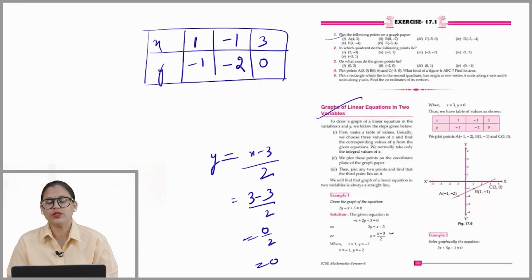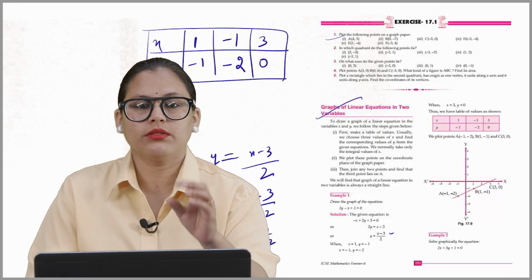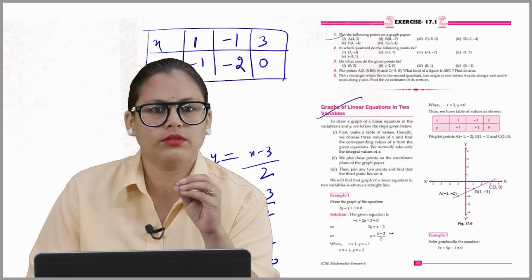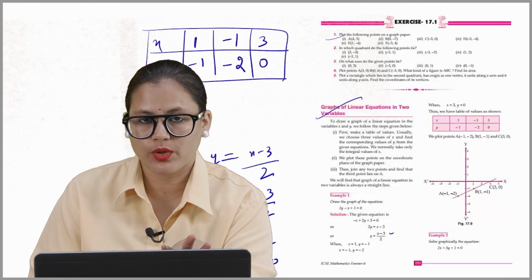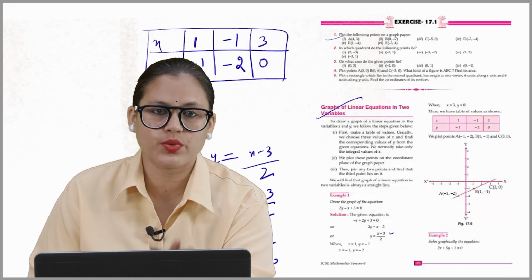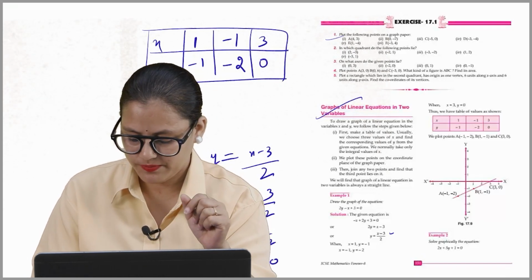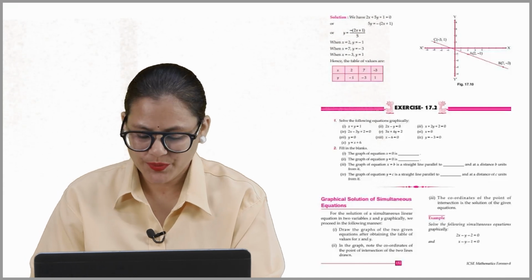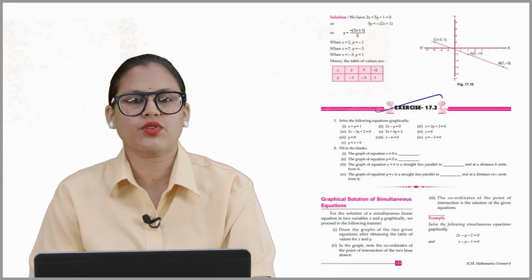Now, what will you do? You will plot the graph, okay, and after plotting you will get a straight line. So, you know, whenever you plot the points of a graph of a linear equation, you will find that it is always a straight line. Exercise 17.2, question number 1, solve the following equations graphically.